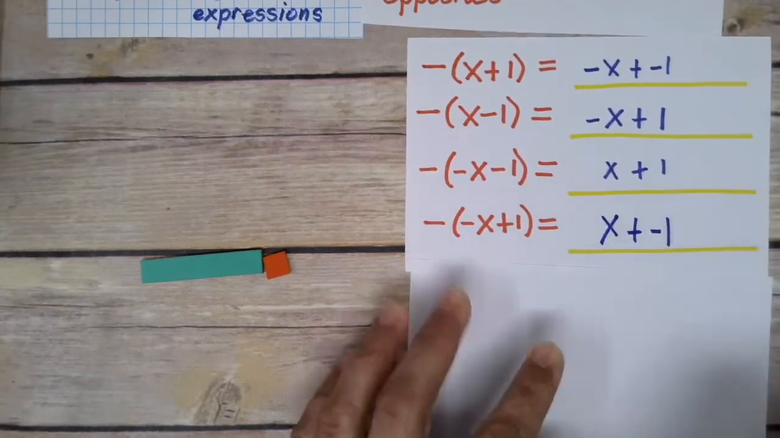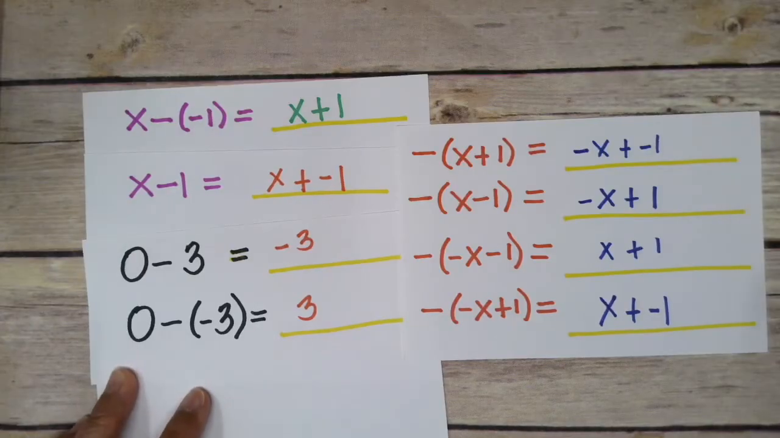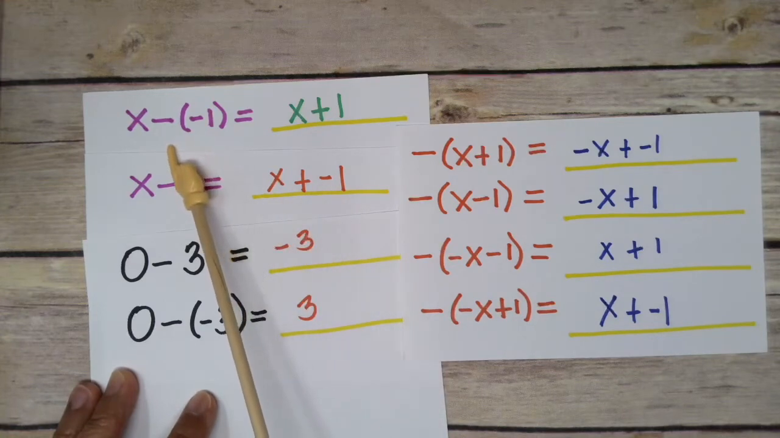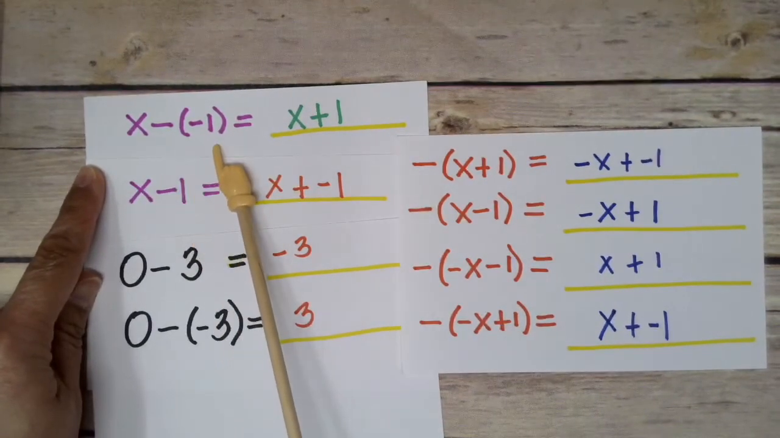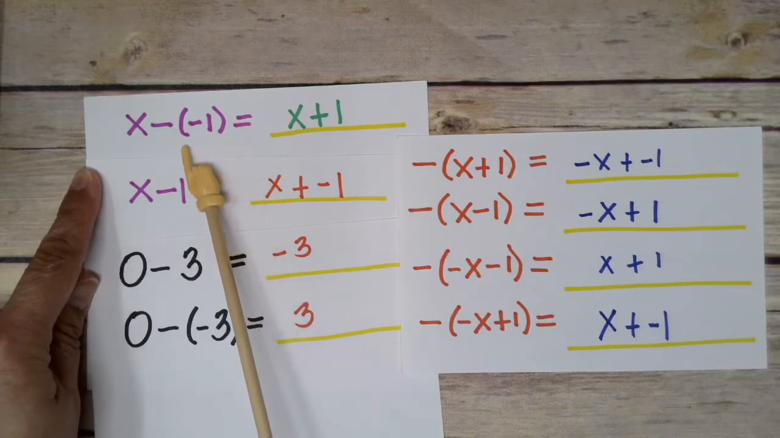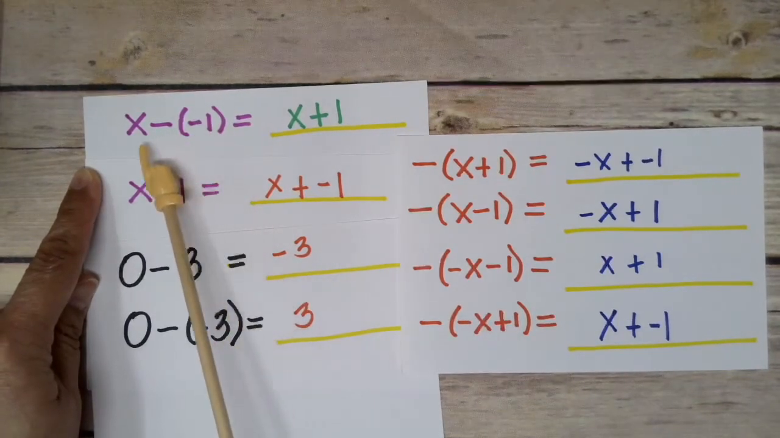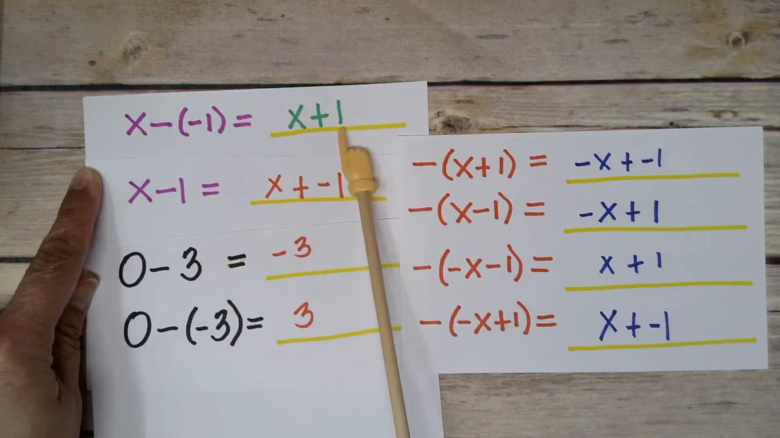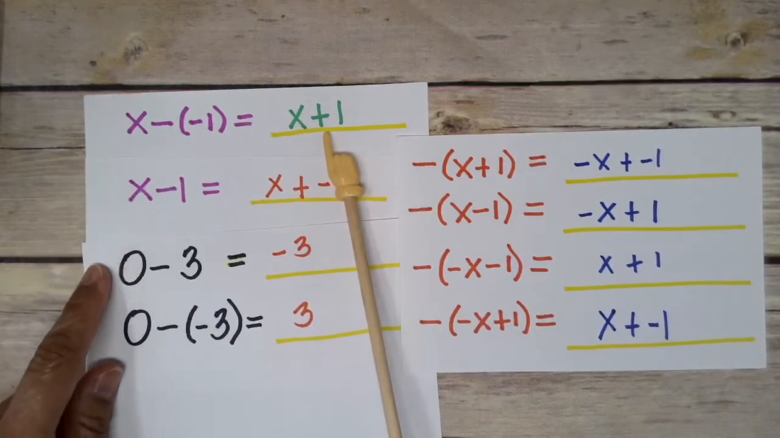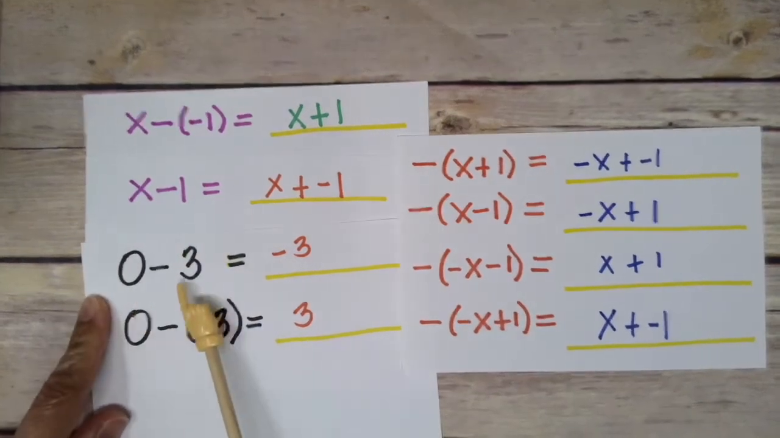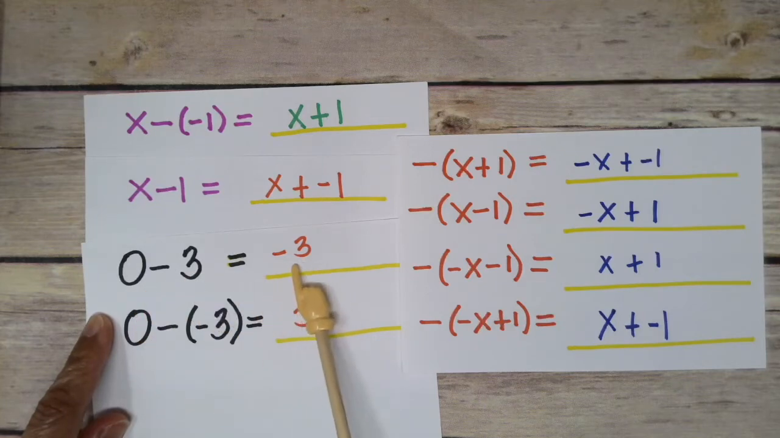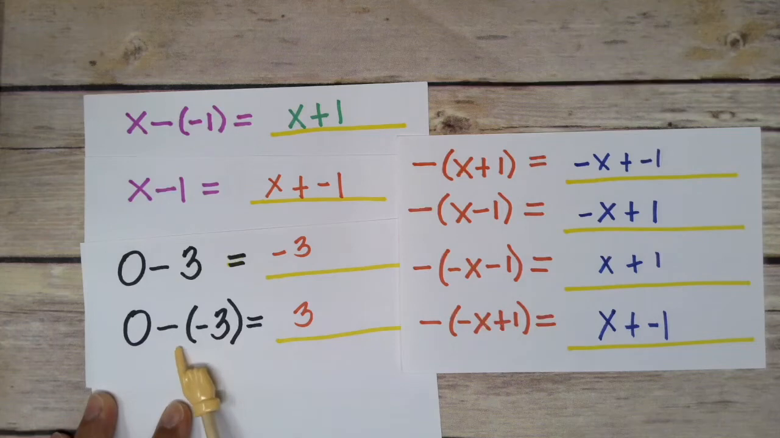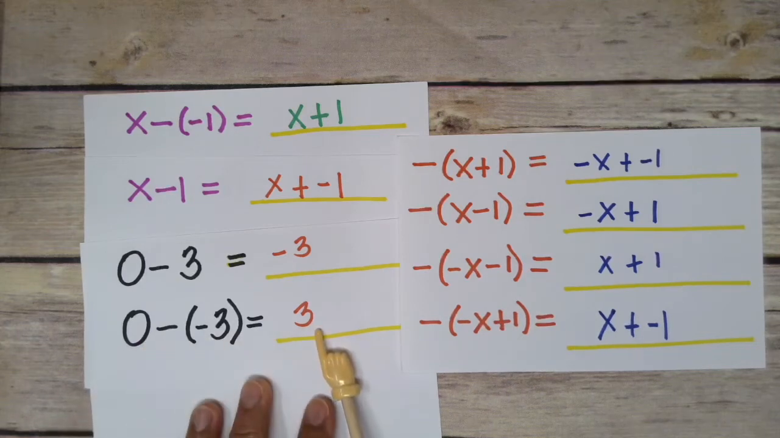So to summarize what we have done, we can see that whenever a term is preceded by a negative sign, the sign of the term after the negative sign will change to its opposite. Just like when you're subtracting negative 1 from x, the negative 1 becomes positive, and of course that will be changed to addition. Then we have here 0 minus 3. The 3 is positive, that's subtracted from 0. It is equal to negative 3, and the negative 3 that is subtracted from 0 now becomes positive 3.